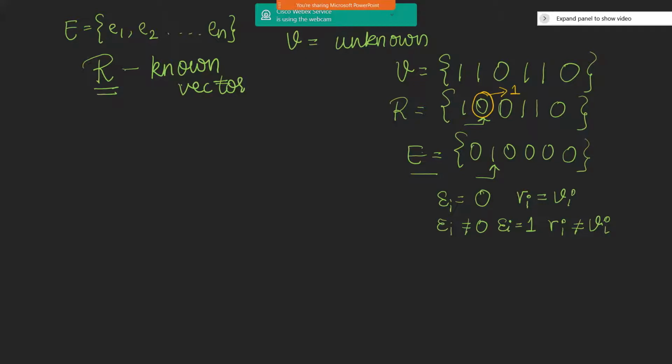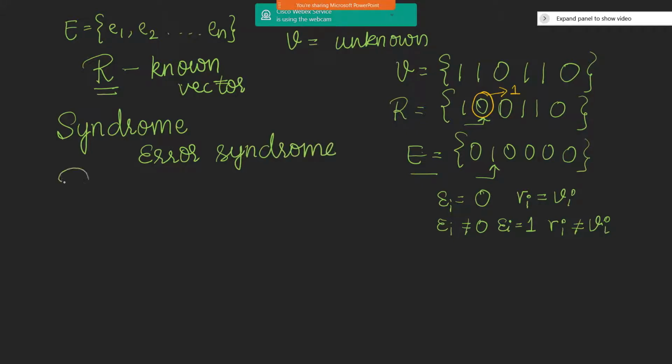What is that indirect method of evaluating this error vector? It is to calculate the parameter known as the syndrome. We also call it the error syndrome, because this will help us in identifying the error pattern. This is denoted as capital letter S. This is obtained by multiplying the received vector R with the parity check matrix that we have obtained from the parity matrix.